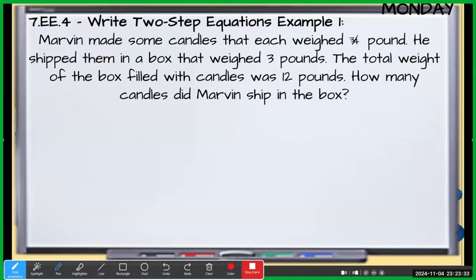Each candle weighs 3/4 pounds. The box weighs 3 pounds. Total weight of the box, which is what? 12 pounds. Anything else up there that's important?